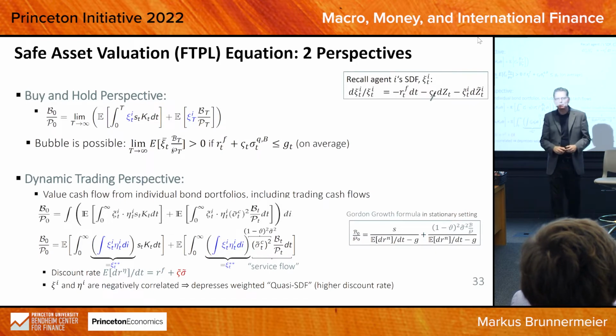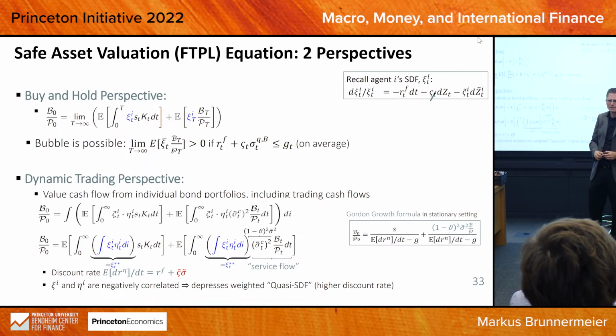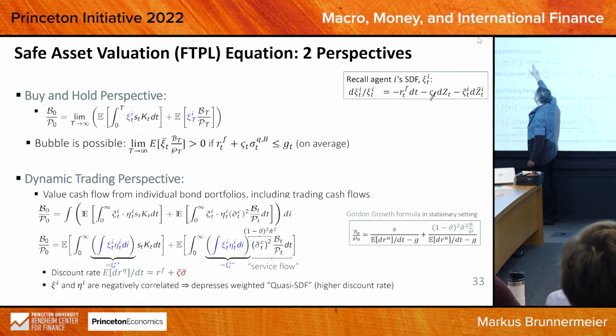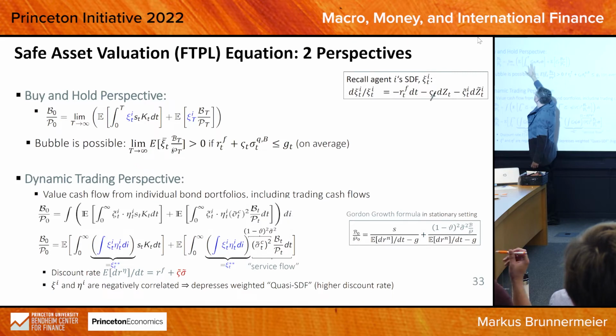So this is just what we did up front, now with more formal letters, with some Greek. Remember, this was this buy and hold perspective. This is my primary surplus, little s times K. That's the total primary surplus with my stochastic discount factor for H and I. They all have the same stochastic discount factor.